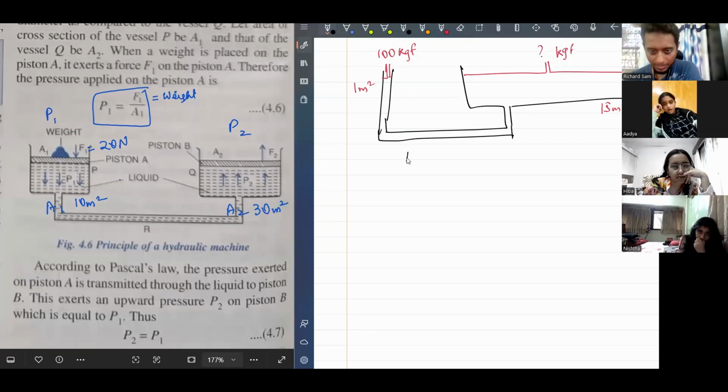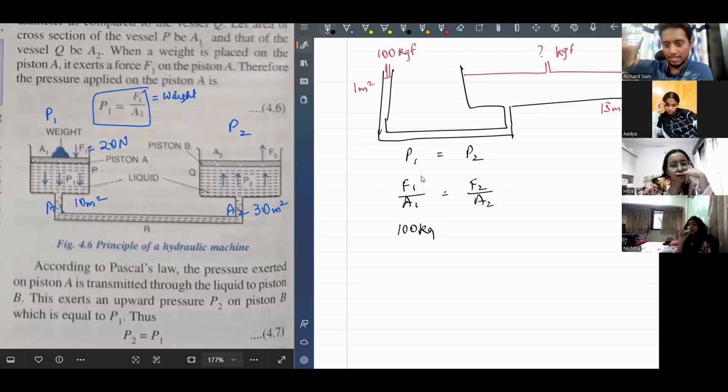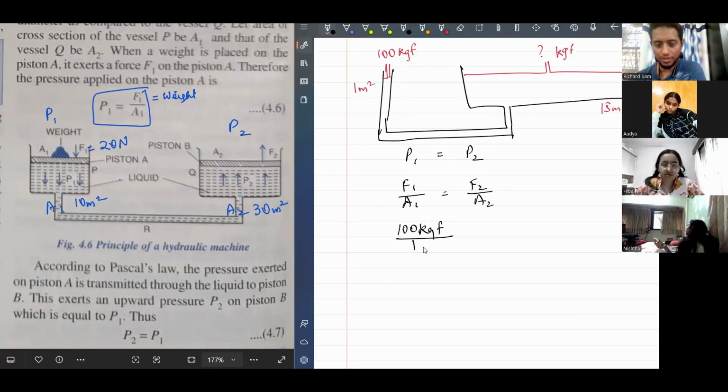So we use the same formula. We say that according to Pascal's law, P1 is equal to P2. So F1 upon A1 will be equal to F2 upon A2. Substitute the values over here. We're taking force as kgf. We're not converting it to Newton. We don't need to, because you have force on both the sides. When you have force on both the sides, you don't need to convert to the standard unit. You can take kgf itself on both the sides. So 100 kgf force with an area of 1 meter square is equal to how much upon 15 meters square? So we get the answer F2 is equal to 1,500 kgf.